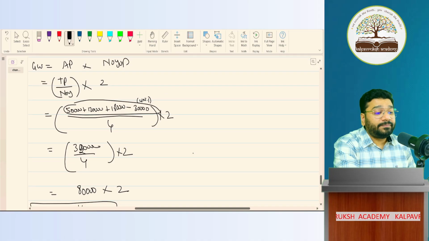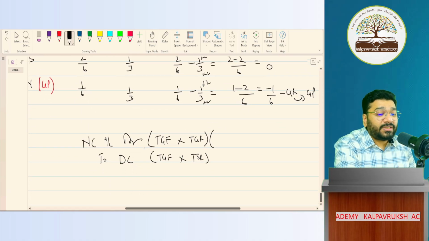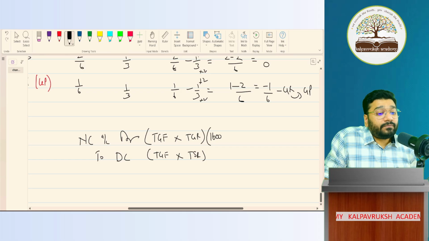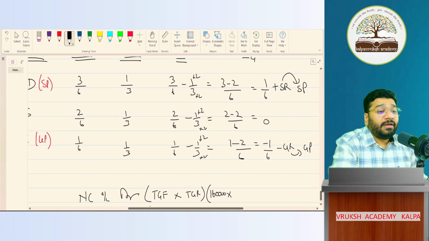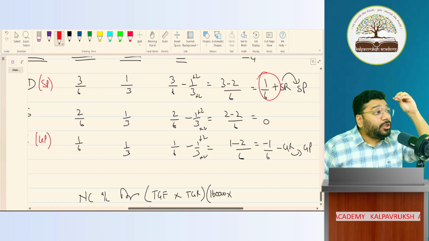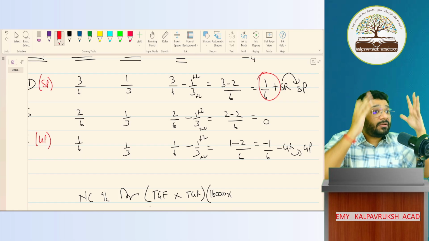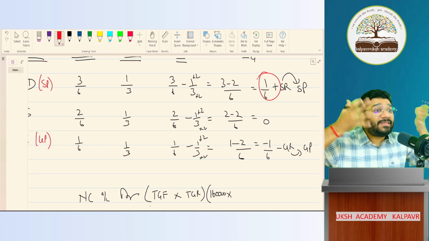So what is the total goodwill of the firm? 1,60,000 is the total goodwill of the firm. With this, you are supposed to multiply the total gaining ratio. What is meant by total gaining ratio? When I take the entire fraction, numerator and denominator together, I will call it total gaining ratio, total sacrificing ratio. Sir, why are you stressing so much on this?